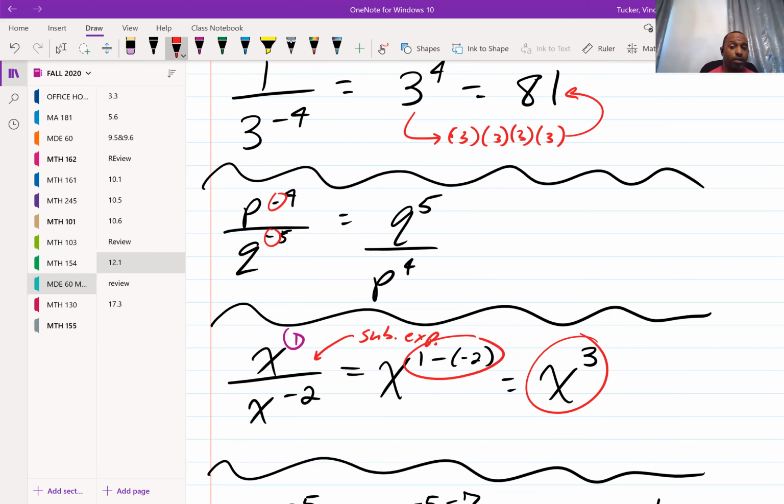So the division says subtract, and then we have a negative 2 in our denominator. So be careful with those negatives. So that will be x to the 3rd power. You know, negative turns positive. So it'd be x to the third power.